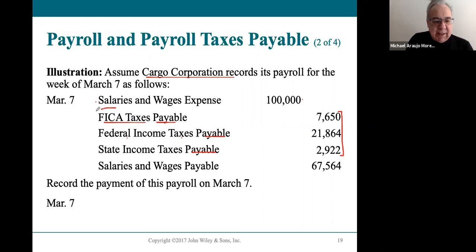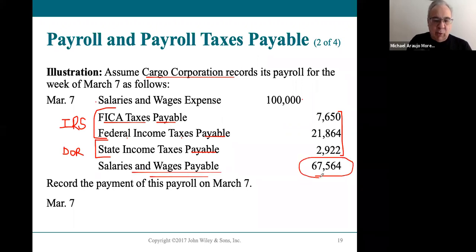The FICA taxes and the federal income taxes are going to be remitted on a regular basis to the federal government through the IRS. The state income tax and any sales taxes are going to go to the state government's Department of Revenue. So the salaries and wages payable is literally the checks that they're giving to their employees that are going to get cashed. That's really the only amount of cash they need to meet a $100,000 payroll in this case.